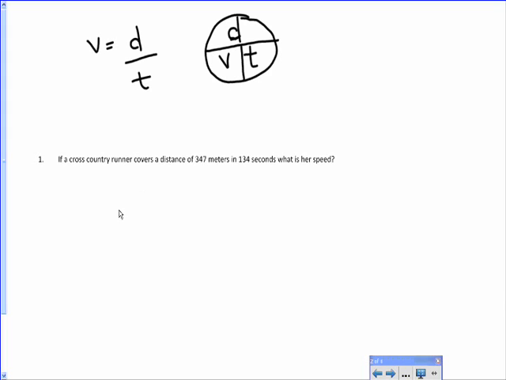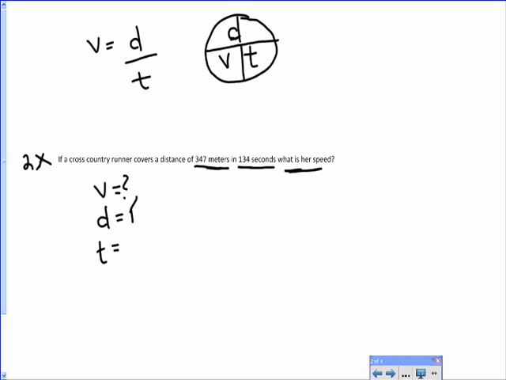All right, let's look at example number 2. I know it doesn't say 2 right here, I'm sorry. But this should be example number 2. If a cross-country runner covers a distance of 347 meters in 134 seconds, what is her speed? The first thing we do is we write down every variable. And it says down here, what is her speed? So that means we don't know speed. That's a question mark. The distance is always meters. And one little trick that you can do is you can underline numbers in the question. That sometimes can help you see what you are already given.